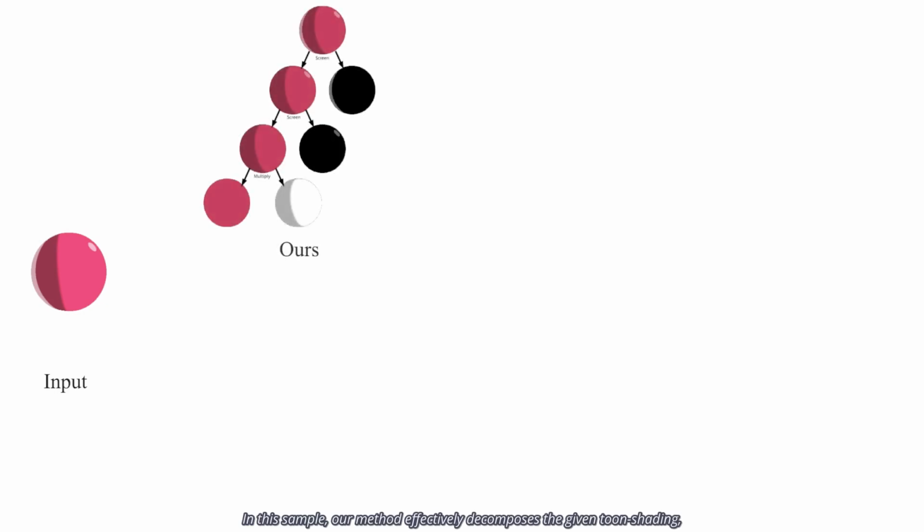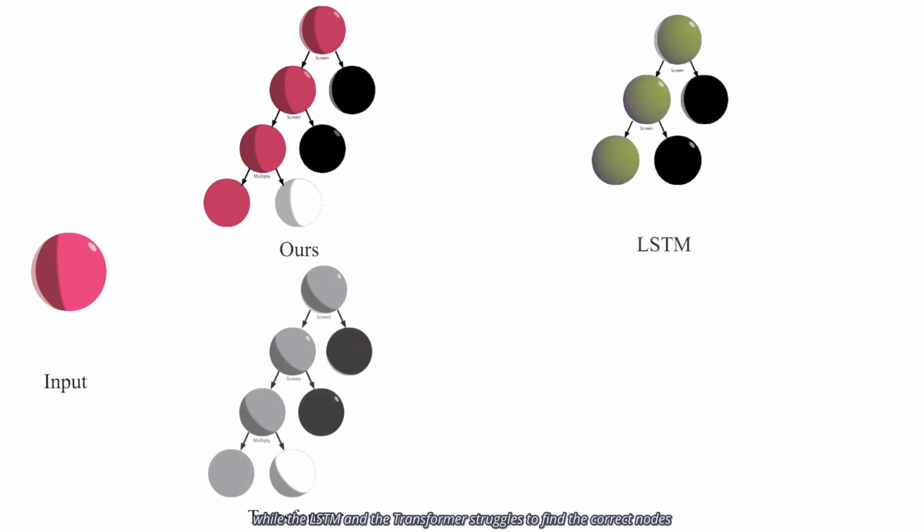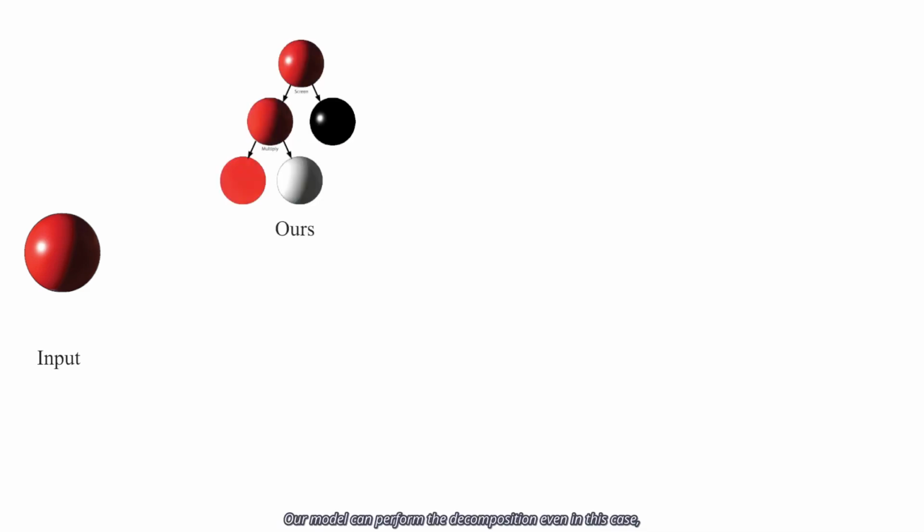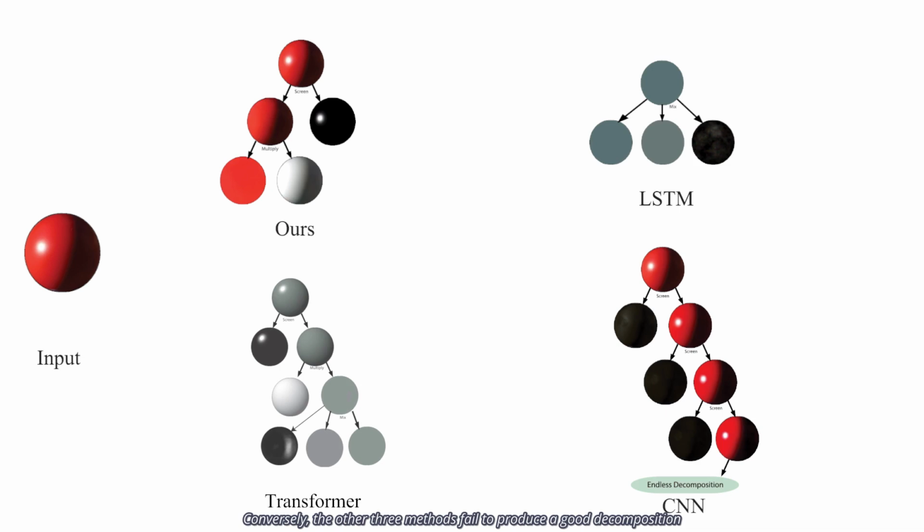Our model can also deal with cartoon-style objects. In this sample, our method effectively decomposes the given toon shading, while the LSTM and transformer struggle to find the correct nodes. And the CNN is not able to finish the decomposition. Here, we show a comparison of different methods on a sample that is not in the same domain as the training data. Our model can perform the decomposition even in this case, showing the generalizability of our proposed pipeline. Conversely, the other three methods fail to produce a good decomposition because of their poor robustness.